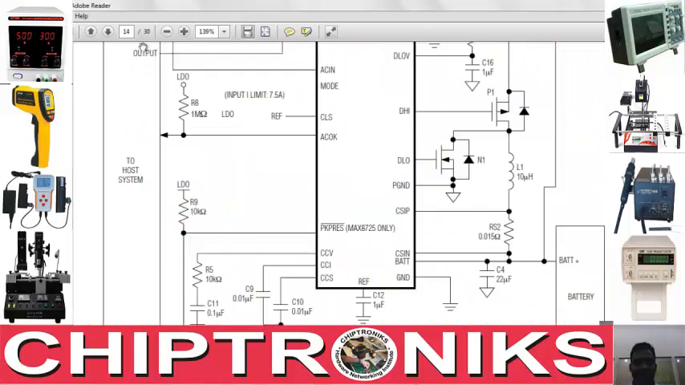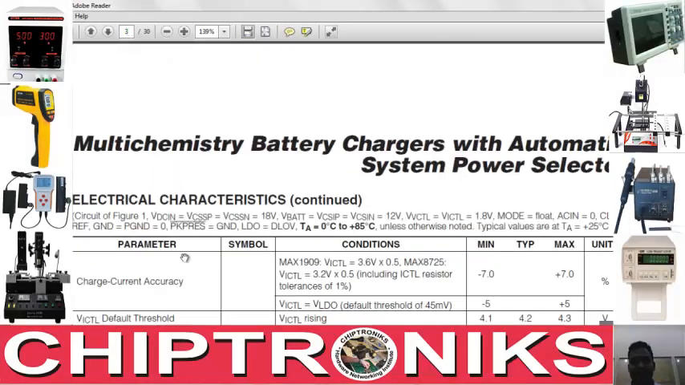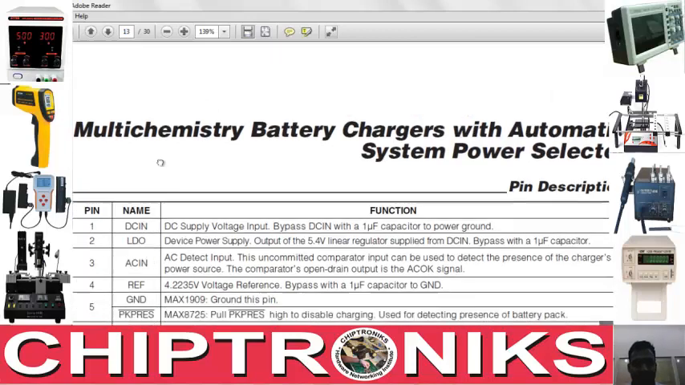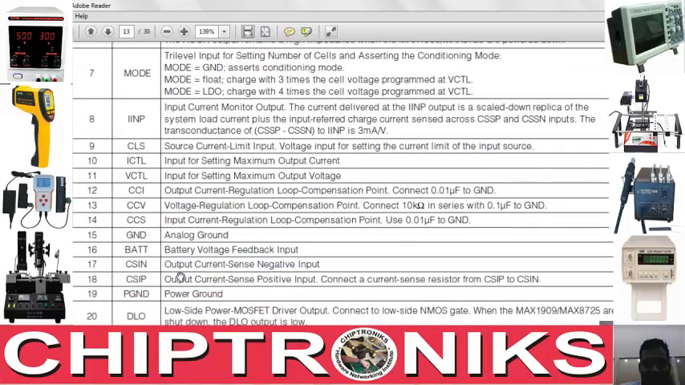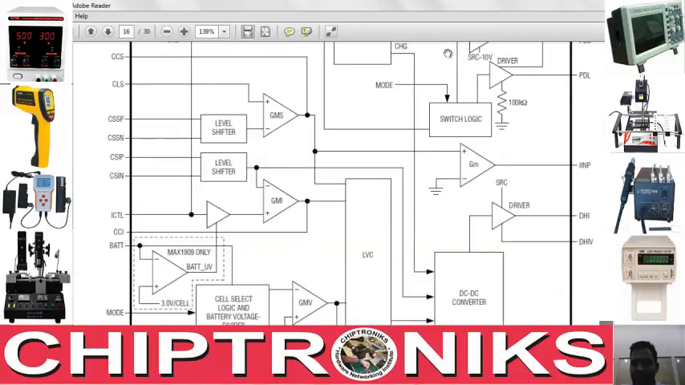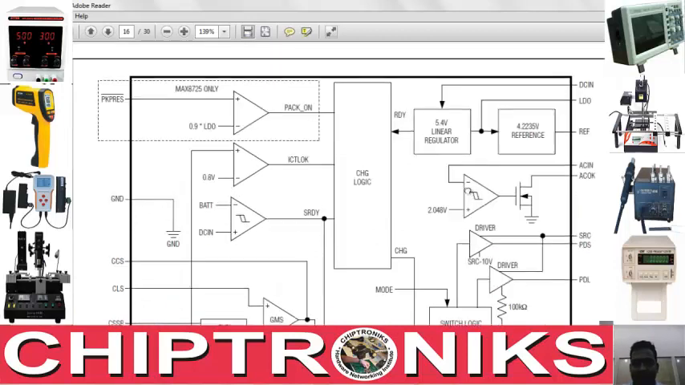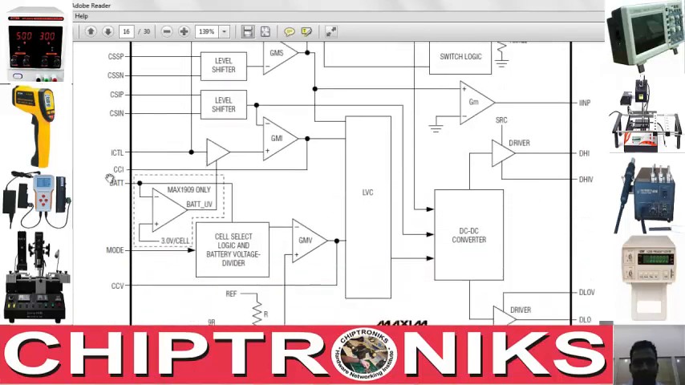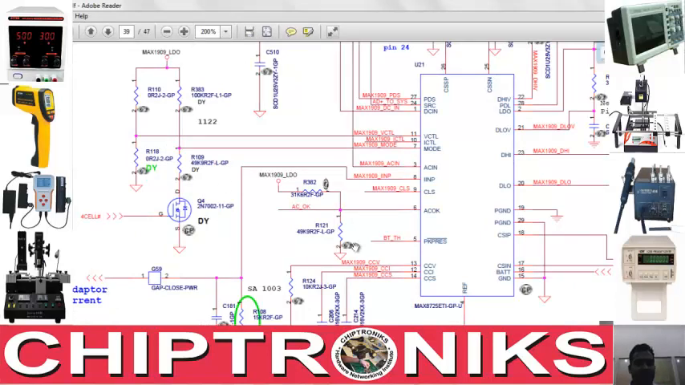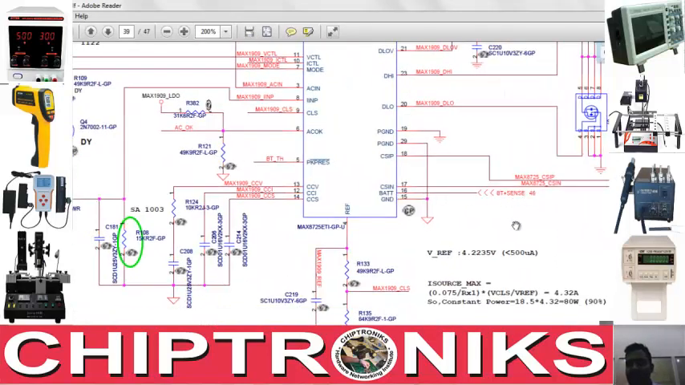Okay, we'll go again to page number 13. ICTL, VCTL. This is the battery voltage feedback input. Let us go to page number 16 first. BAT, and you see over the BAT pins, this is a direct connection from the battery to the charger IC, and we can see it in the schematic also. This is BAT, BT plus sense coming from the battery terminal. Okay, so basically it is for sensing the battery.